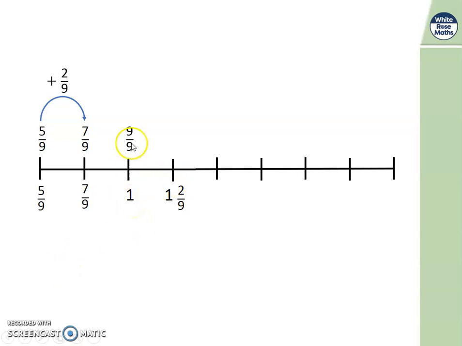I'm going to do 9 9ths, and I'm going to add another 2 9ths. 9 add 2 makes 11 9ths. And we know that that matches here. 1 times 9 is 9, add 2 is 11 9ths. Pause the video and think what would come next on our number line.